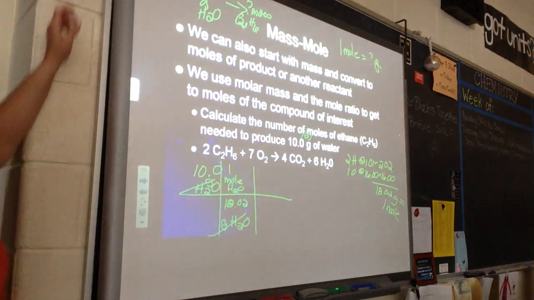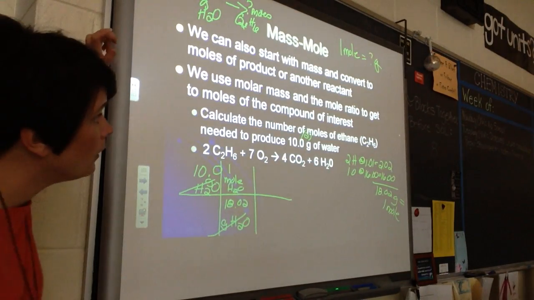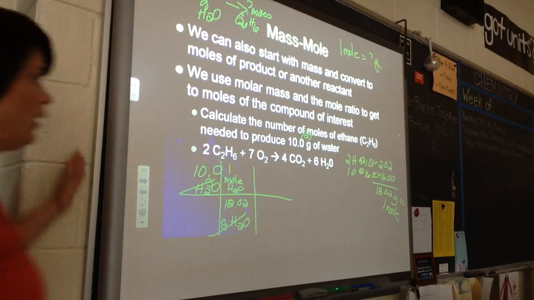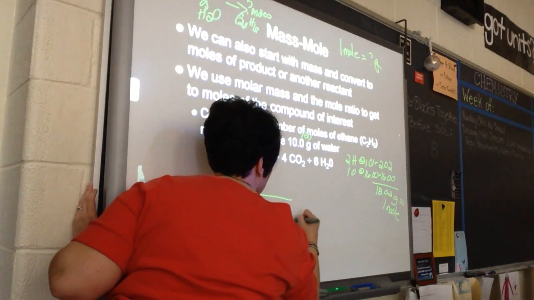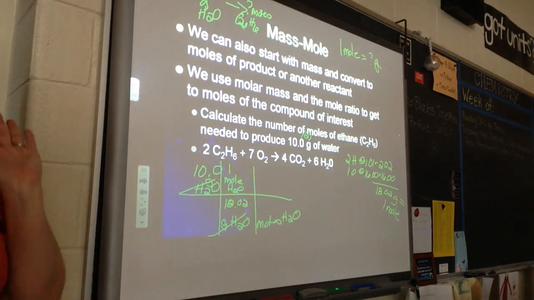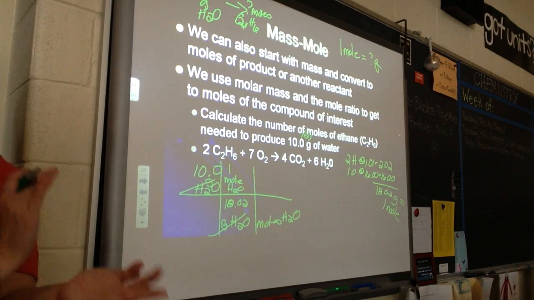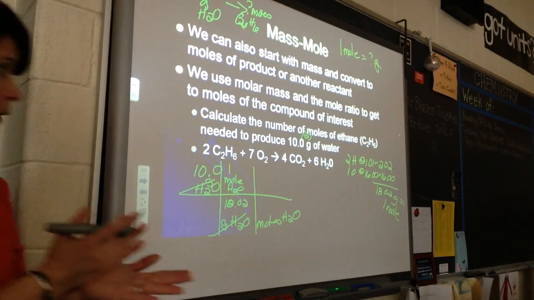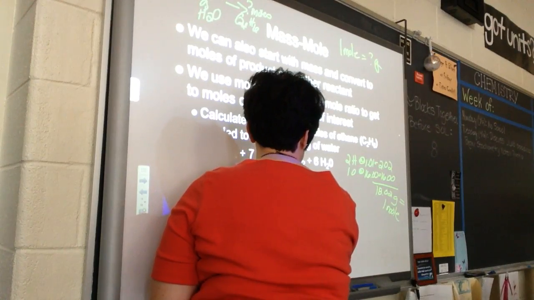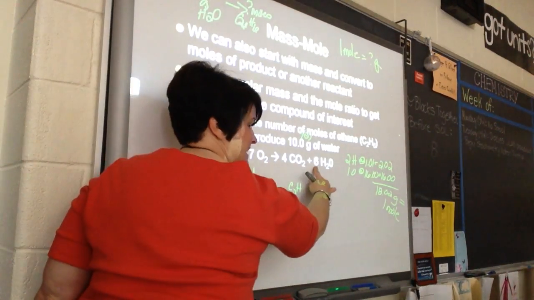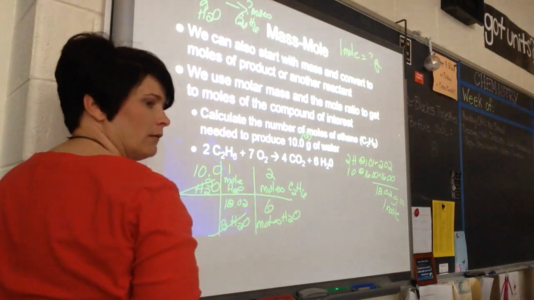If I stopped right now, I would have moles of water. But my final answer is supposed to be moles of ethane. What has to go down here? The only way to convert between moles of water and moles of something totally different is to use the mole ratio from the balanced equation. Moles of water are going to be converted into moles of C2H6. We go to the balanced equation. There is a 6 in front of water. There is a 2 in front of ethane.